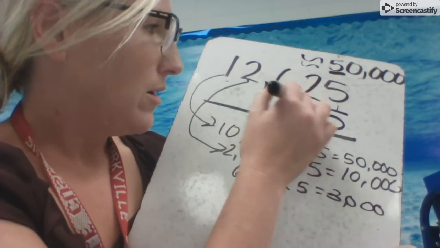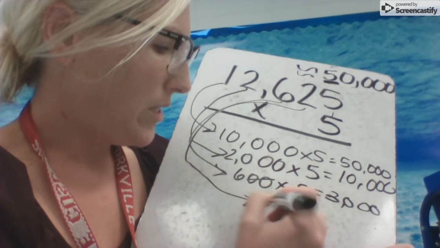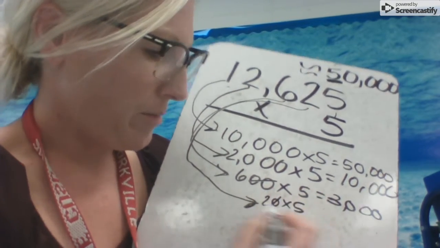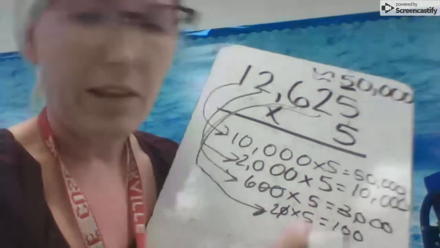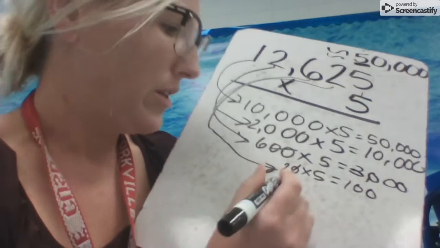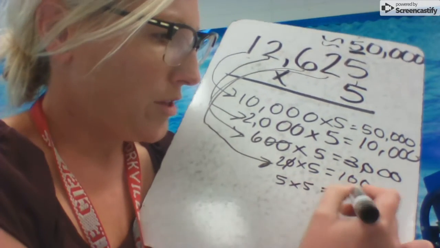3,000. And then 20 times 5. Same zero rule. Take off the 0. 2 times 5 is 10. Put the 0 back on. Again, this exact rule only works for multiplication. And then 5 times 5 is 25.